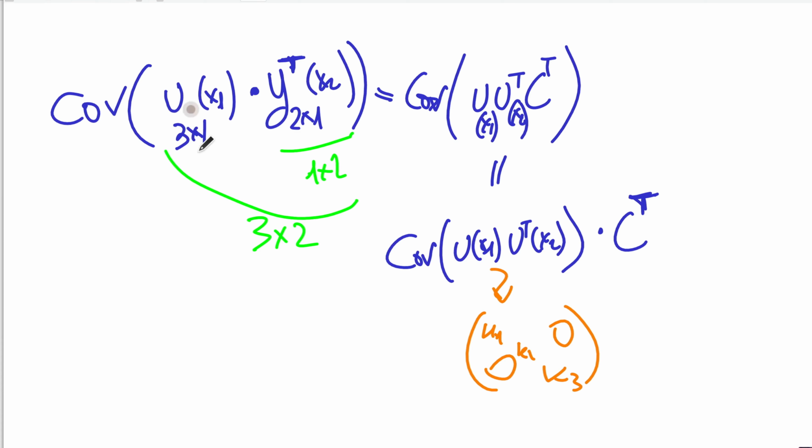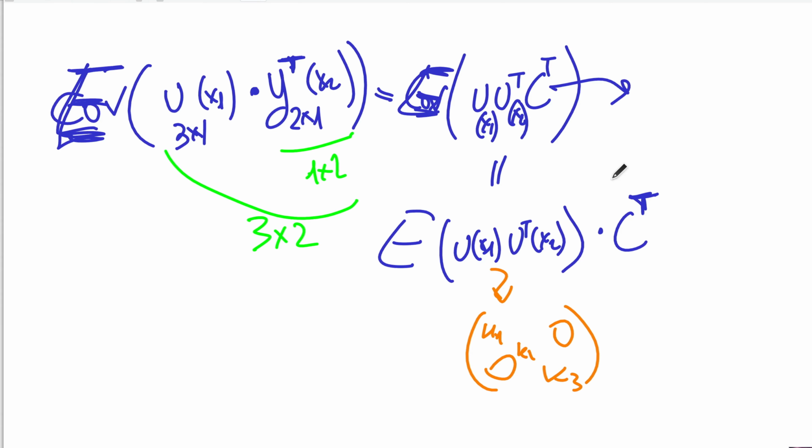The covariance of vector u with dimension 3 and vector y with dimension 2 is the expectation of u y transposed. And that expectation, if y is cu, y transposed is u transposed c transposed. So taking this c transpose out of the expectation, because it's a constant matrix, I get the expectation of u transposed times c transposed, and this expectation of u transposed is the big K matrix with the covariance kernel of each of the components in the diagonal.